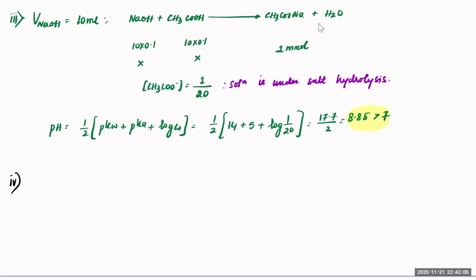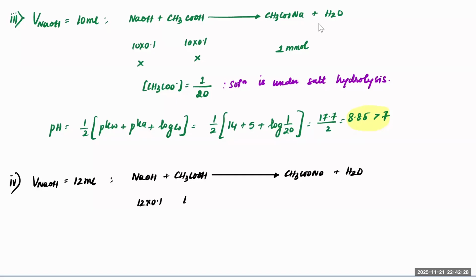Next, let us check out the value of NaOH at 12 ml. At 12 ml, the complete titration has already been done and you are adding the extra moles of NaOH. So you would have 12 into 0.1 minus 10 into 0.1. This will not be left. 0.2 millimoles will be left here and 1 millimole of salt will be formed.